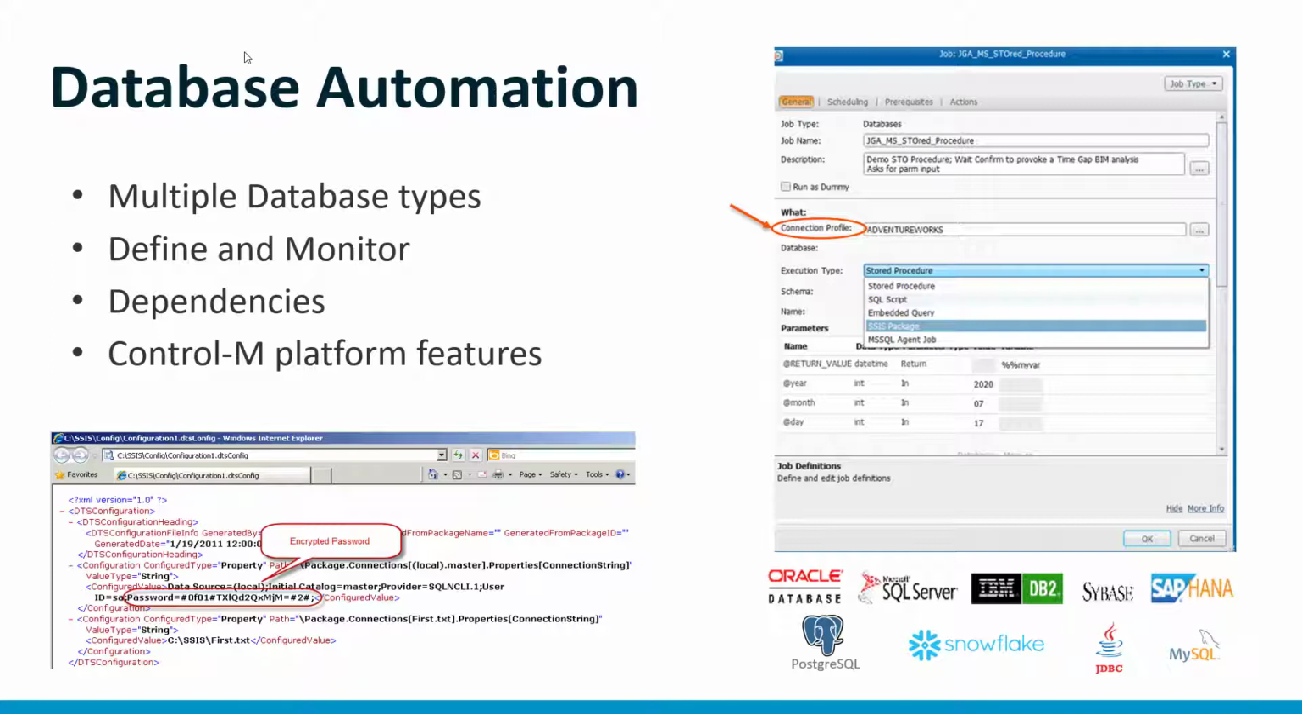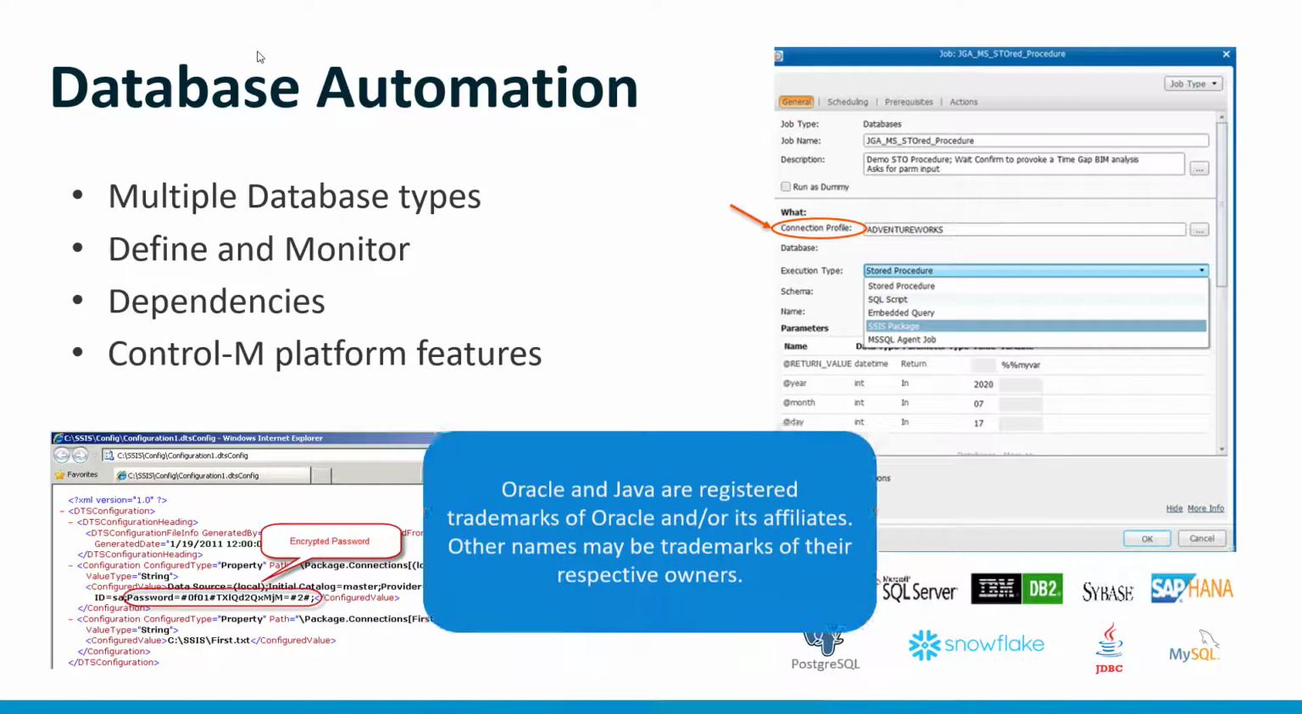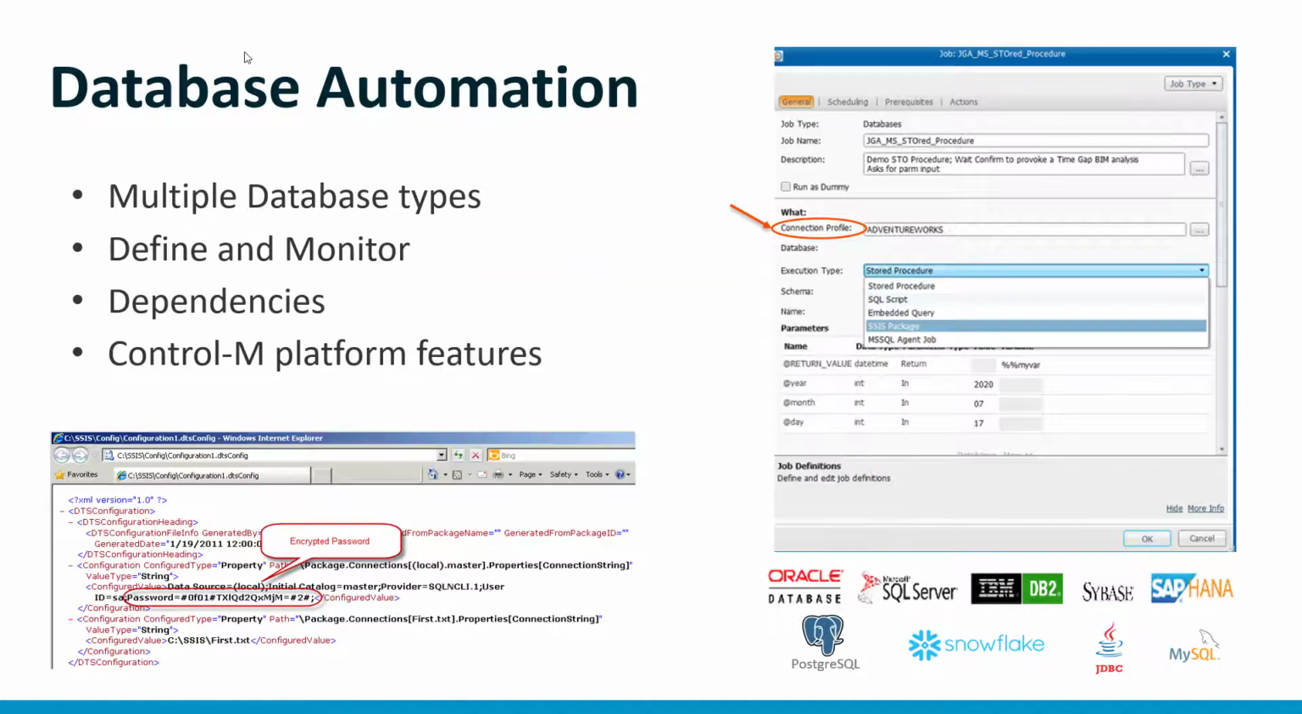And Control-M enables all of the standard features for the Control-M platform, including things like advanced scheduling criteria, complex dependencies, internal and external resources, and also variables. So let's take a look at that.